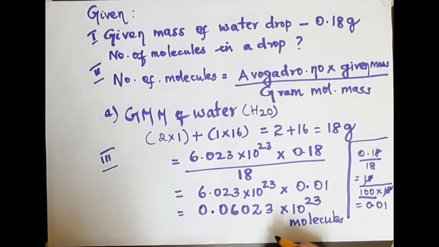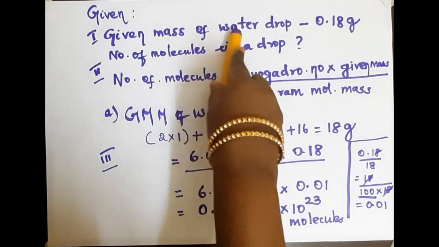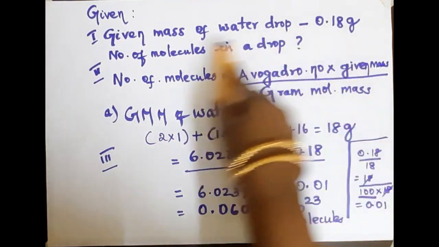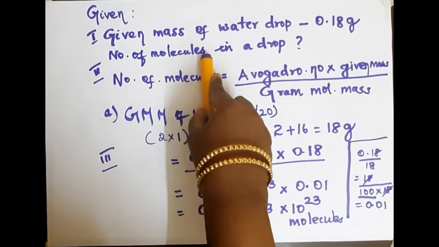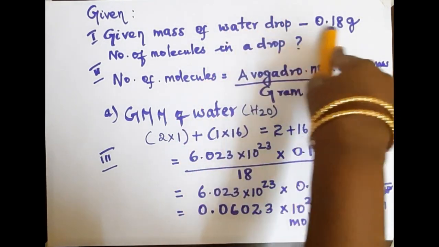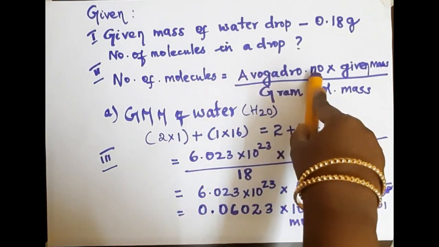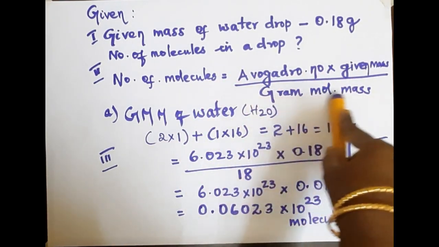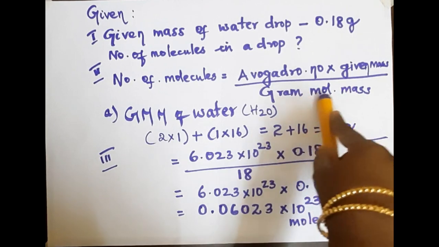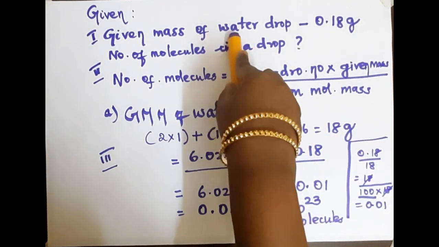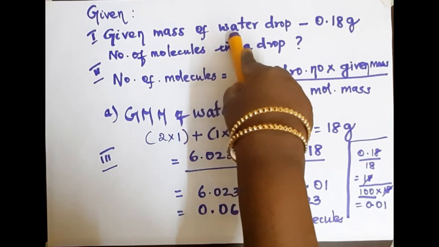So is it right, children? Let me repeat it. Given mass of water drop is equal to 0.18 gram. So we have to find out the number of molecules in a water drop which weighs 0.18 gram. What is the formula? Number of molecules is equal to Avogadro number into given mass divided by gram molecular mass. Why am I saying molecule? Because water is a molecule. So you should not write gram atomic mass. You have to write it as gram molecular mass.